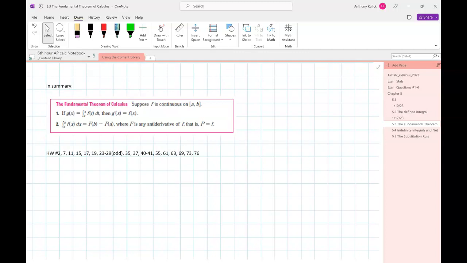Massively helpful, right? We've directly connected these two branches of calculus. Integration is really just the antiderivative. Integrals and derivatives cancel each other out. Yes.